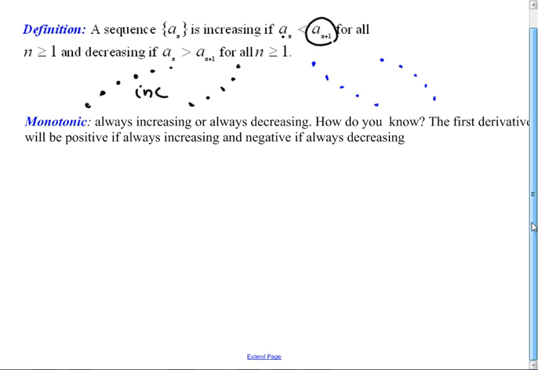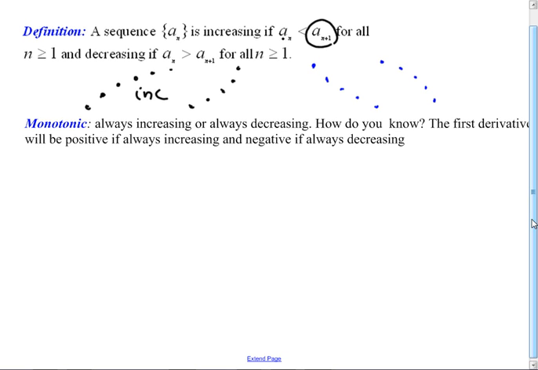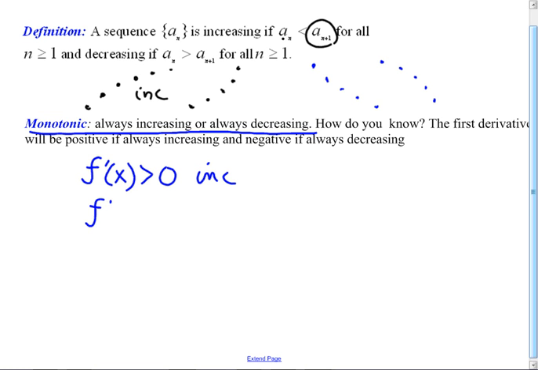Okay. Any problems with increasing and decreasing? Right. Monotonic, it's always increasing or always decreasing, just like we have done in calculus. Remember that from last year? Always increasing, always decreasing. And how do you know if a function's monotonic? You remember the first derivative of the function. You can't take derivatives of sequences. Derivatives of calculus only apply to functions, continuous functions. If the derivative is greater than 0, it's increasing. And if f prime of x is less than 0, it's decreasing.